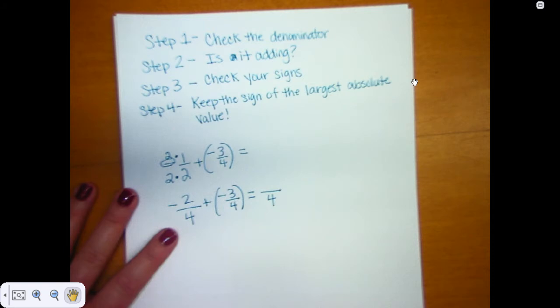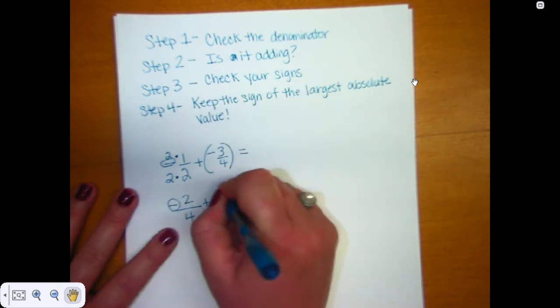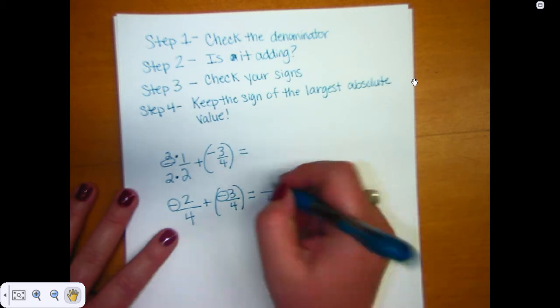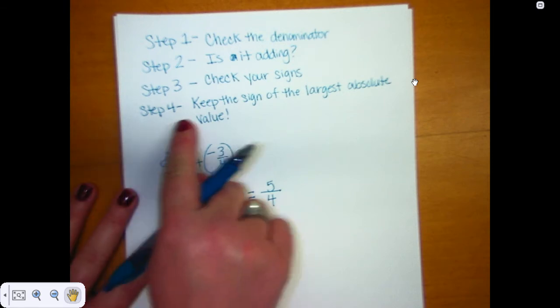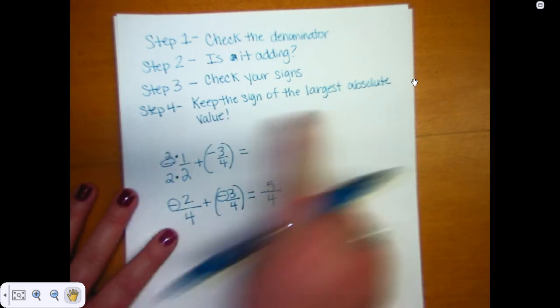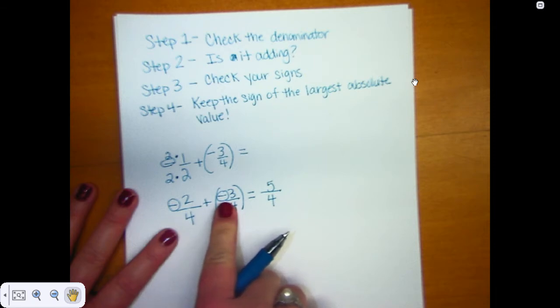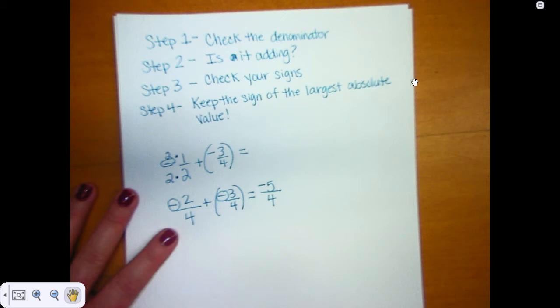So that means now I need to check my signs. My signs are the same. Same means sum, which means I need to add. So 2 plus 3 is 5. And now my last step is to keep the sign of the largest absolute value. 3/4 is my largest absolute value, so my answer is also negative. So my answer is negative 5/4.